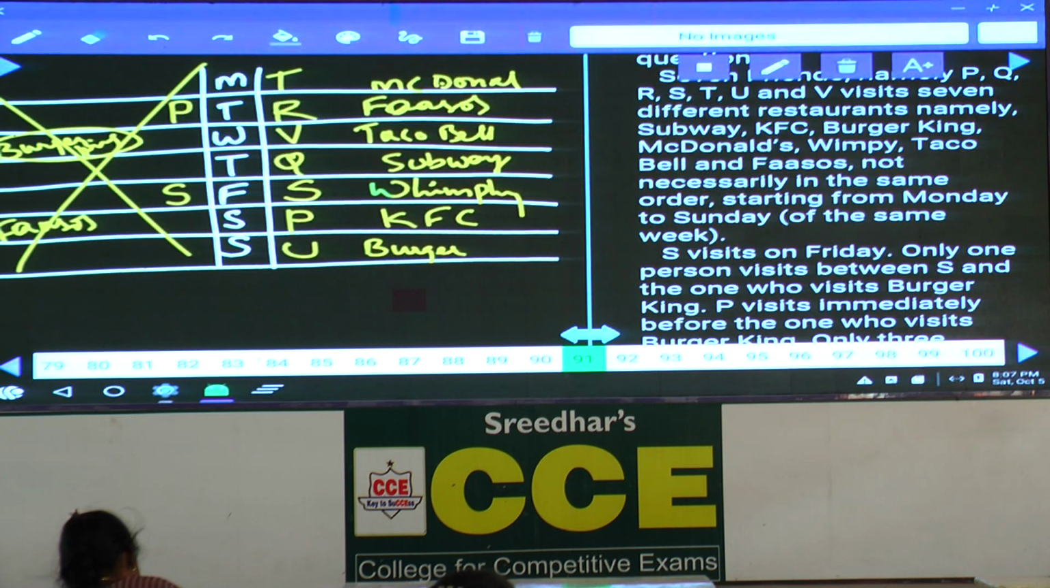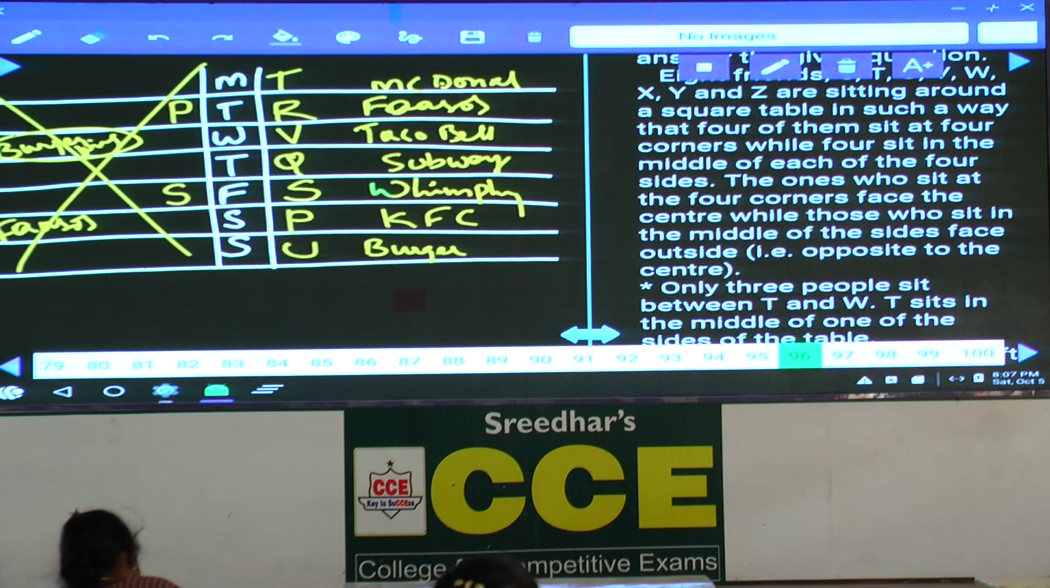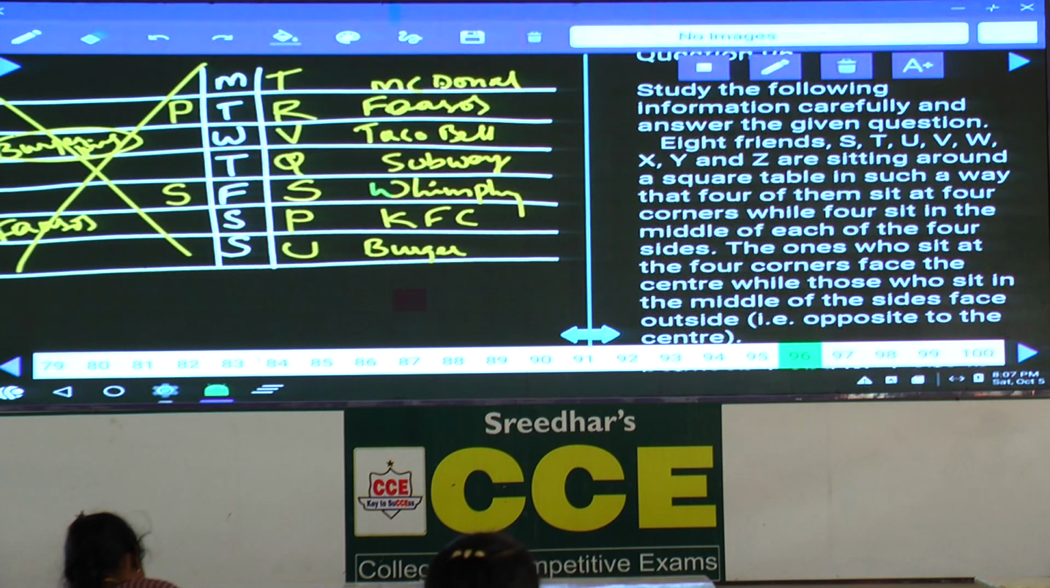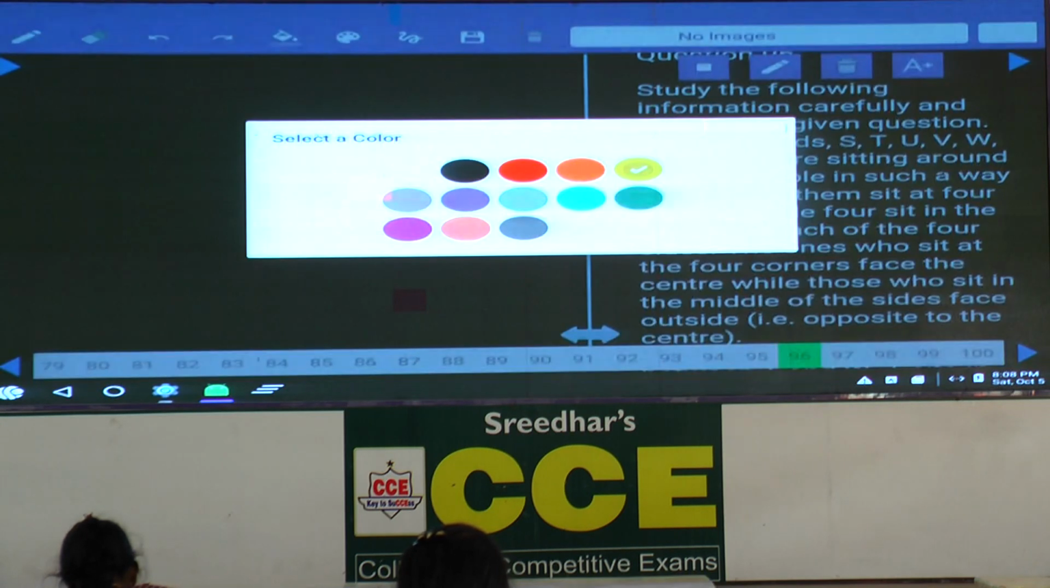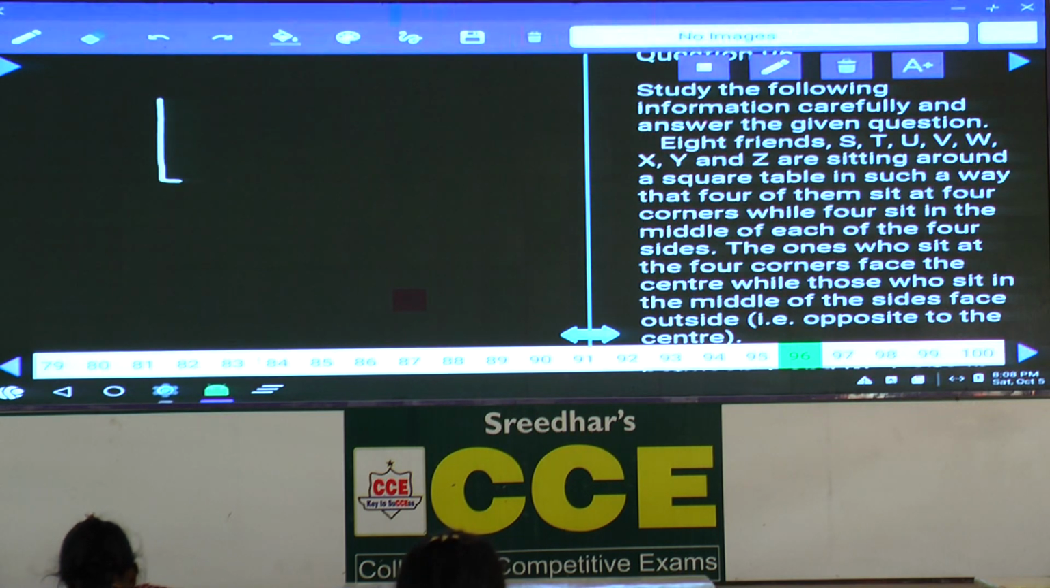Now in this 96 to 100, tell me what is the information we have. There are 8 persons S, T, U, V, W, X, Y, Z seated around a square table in such a way that 4 of them sit at the 4 corners while 4 sit in the middle of each of the 4 sides. The ones who sit at the 4 corners face the center, while those who sit in the middle of the sides face outside. Now 8 persons are there.